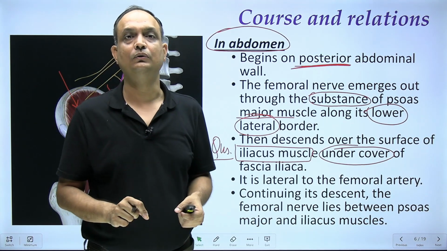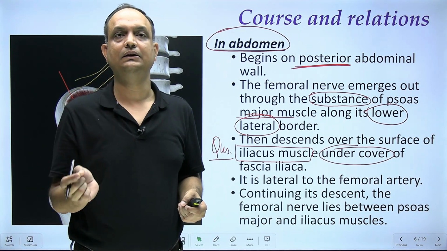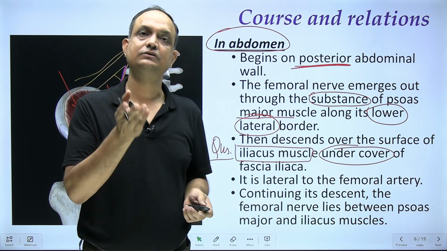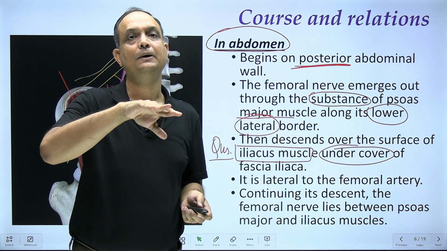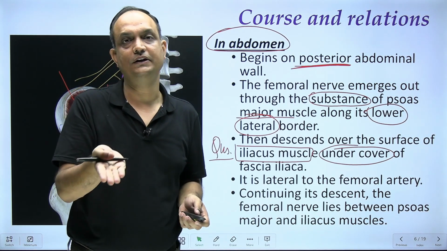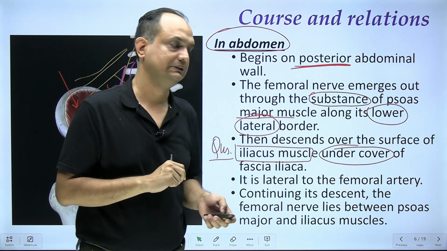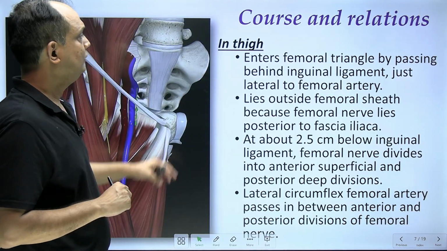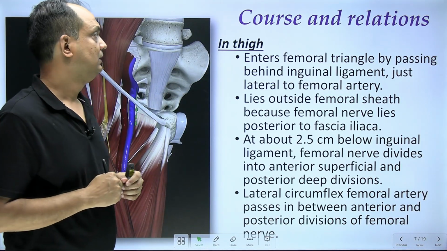Then once it comes out, it will run between the fascia of iliacus and the muscle itself. Clear? It is not superficial to the fascia, but it lies between the fascia and the iliacus muscle. And then it enters into the front of thigh. Now what will happen in the thigh?